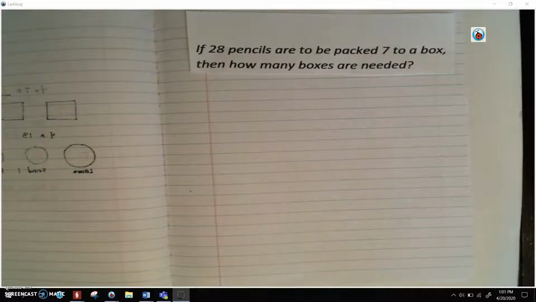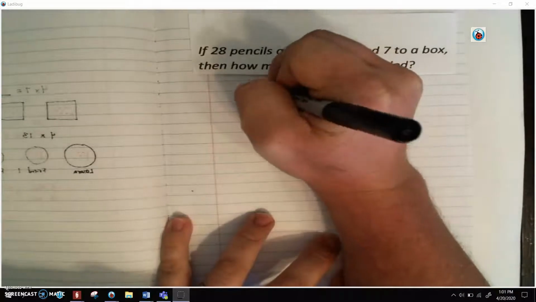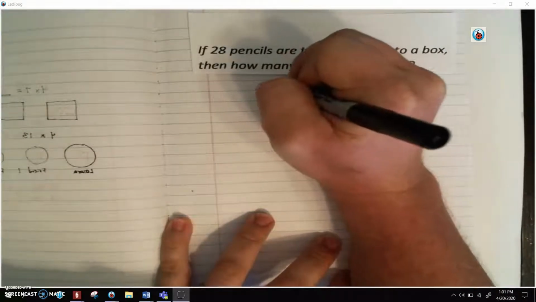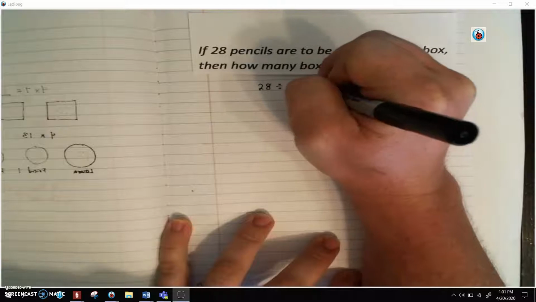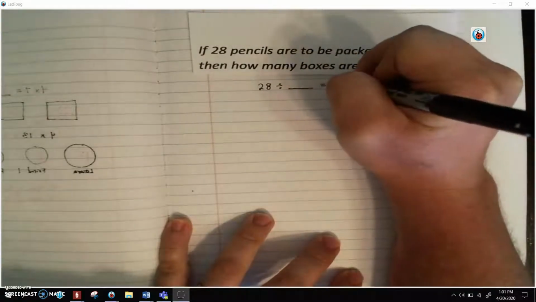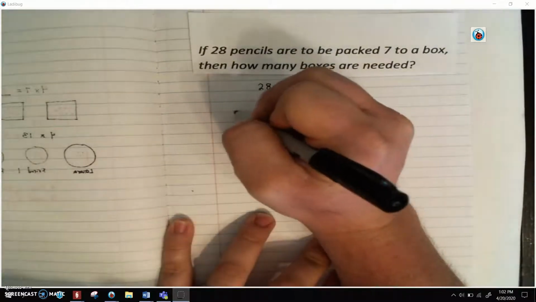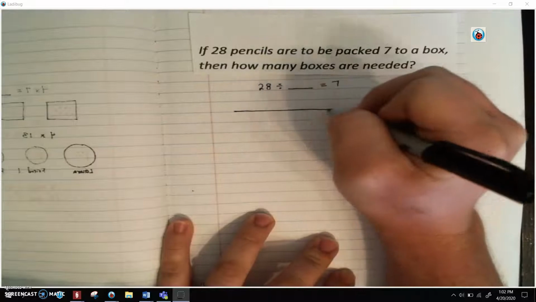are needed? This is a little bit different from ones that we've had in the past because we don't know how many boxes there are. So this equation would be 28 that we're putting into, we're not sure how many boxes, and there's going to be 7 in each box. So I'm going to use a number line to solve this.